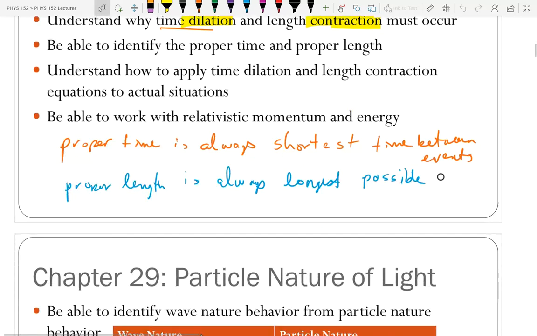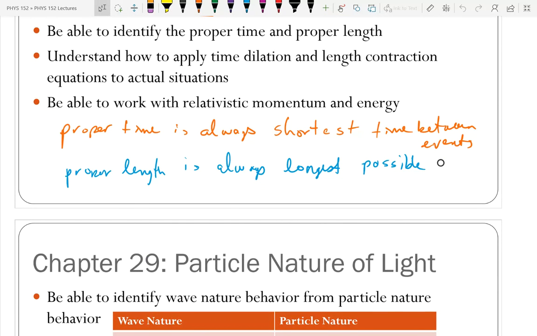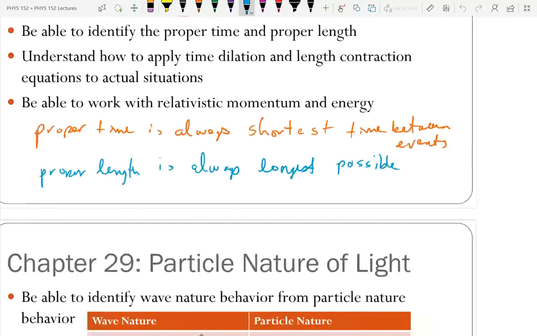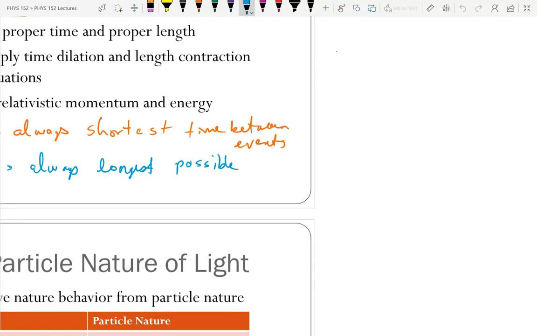So then understanding how to apply time dilation and length contraction, those equations are pretty simple. Obviously, they'll be given to you on the test. The time difference between two events is equal to gamma times the proper time, where gamma is defined as 1 over the square root of 1 minus v squared over c squared.